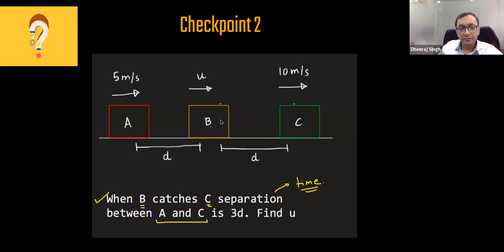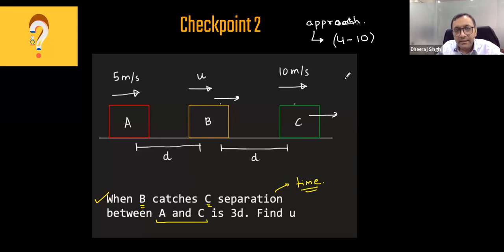Everyone, 10 minus u or u minus 10? With what velocity they are approaching? 10 is going away. U is coming close. So it is u minus 10. Okay. So time taken for them to meet is total distance covered D with velocity of approach u minus 10. This is the time taken.